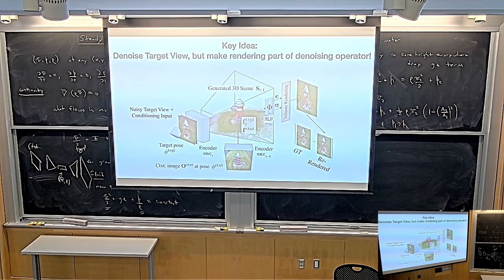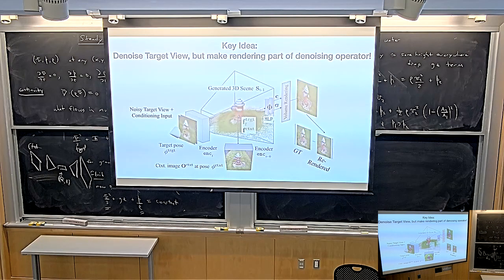Now what we're going to do is the following. Intuitively, we're going to say, conditioned on the input image, conditioned on this context view at the bottom, I want you to denoise this target view. But the way we're going to denoise it is not just by sticking this into a neural network and asking it to produce the denoised image. What we're going to do instead is condition on this and the noisy view, reconstruct a 3D scene, then render the 3D scene from the target pose.